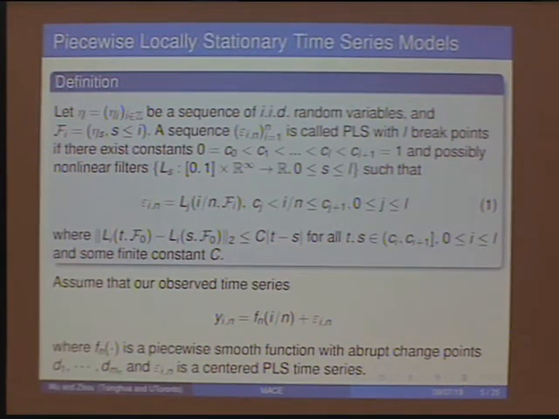I assume that there are m_n change points in this f function. The change points are d_1, d_2, up until d_{m_n}. And this m_n can diverge. In other words, the number of change points is allowed to go to infinity as the time series length goes to infinity. So that's basically the framework I'm thinking of.